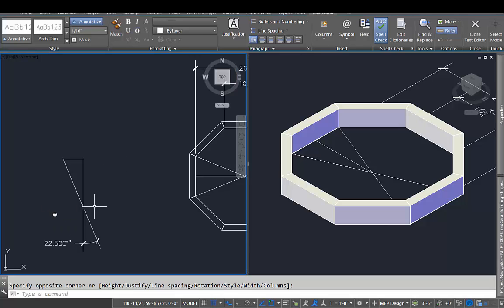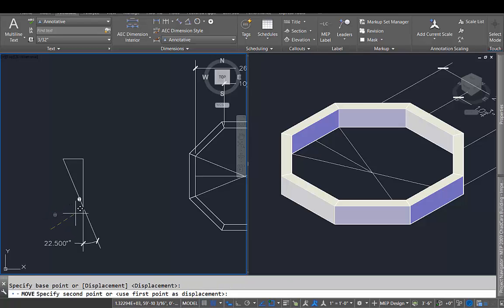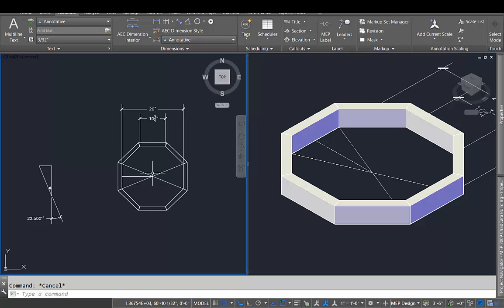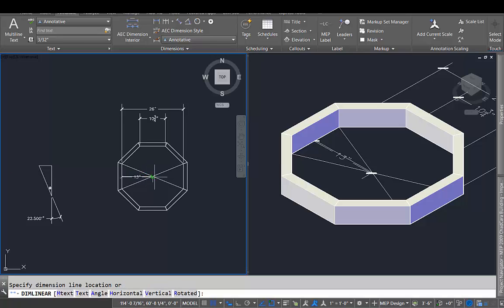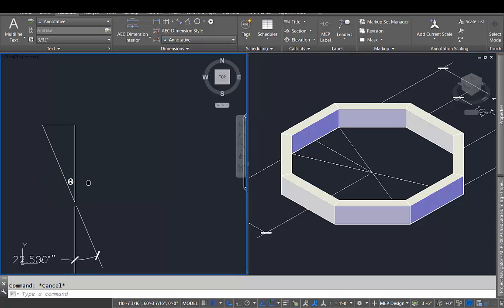And that's it. So let me move that right into position here. So that's angle theta, and we know that to be 22.5 degrees. Now the other thing that we know is that the measurement from face to face is 26 inches. So the measurement from the face to the center ought to be 13 inches. And it is. So I know that this length here is 13 inches.